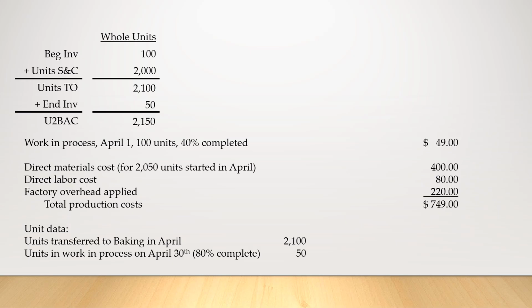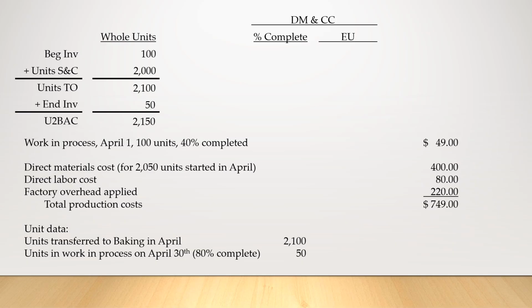Next, calculate our equivalent units by multiplying whole units by the percent complete. Remember that our problem stated that both direct materials and conversion costs are entered into production evenly throughout production and at the same rate. So we don't need to calculate their equivalent units separately. We can combine them instead.